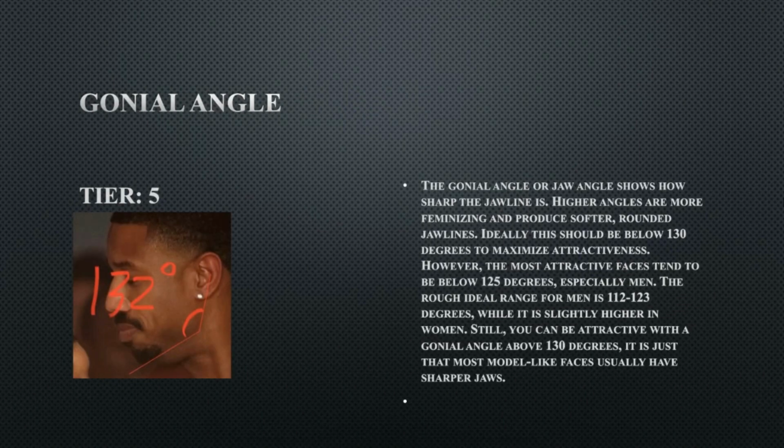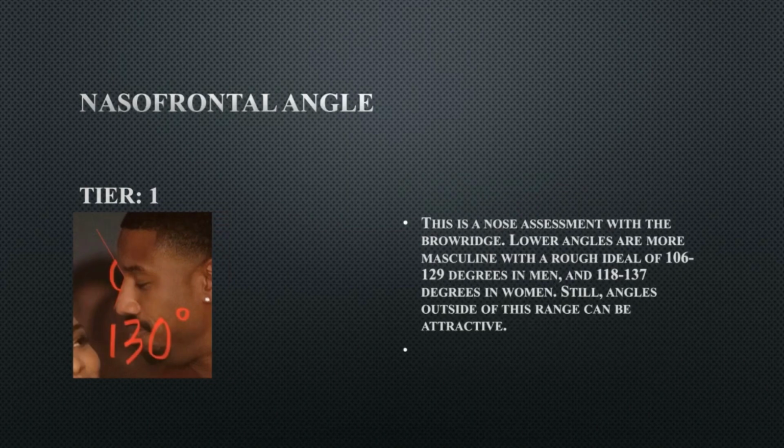Now his gonial angle is 132, so this is not ideal. This is on the wider side, and this is a tier 5, so that does kind of break a bit of harmony. His nasofrontal angle goes from the nasion all the way up to the brow ridge, so the nasal bridge all the way up to the brow ridge, and his is at 130. Now this is close to the ideal, but I still gave it to him because it's right there, and this is essentially not too much of a flaw.